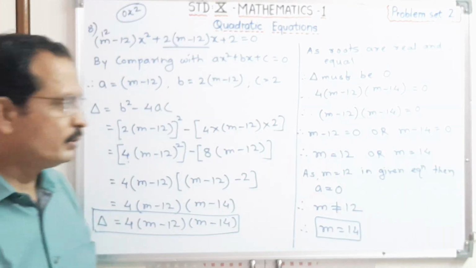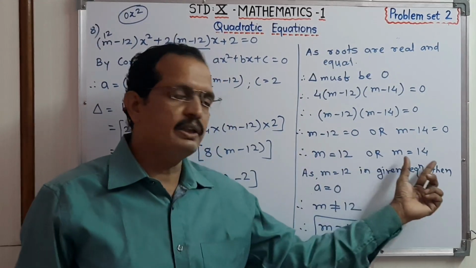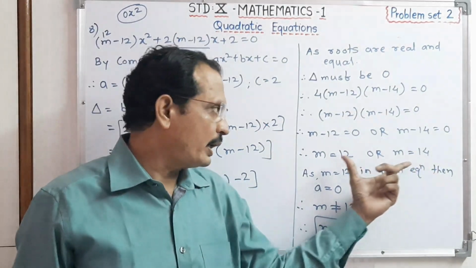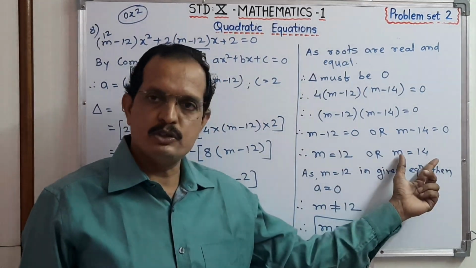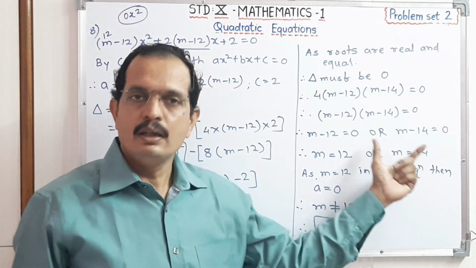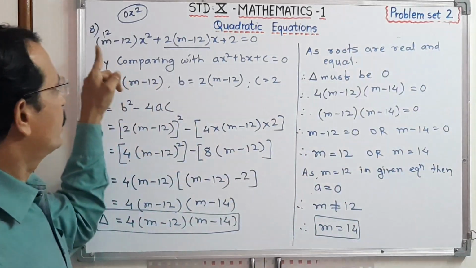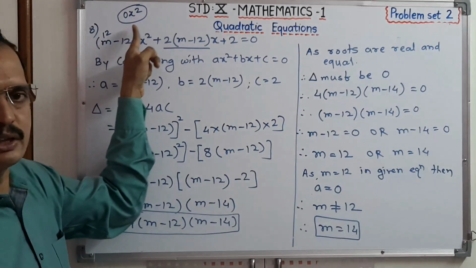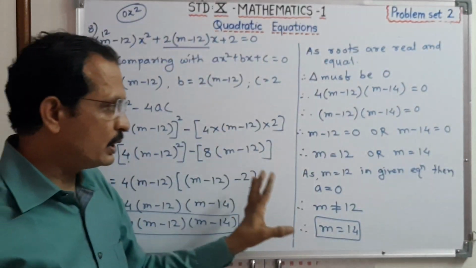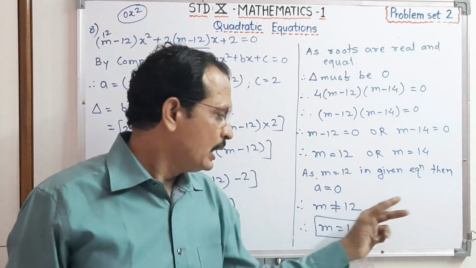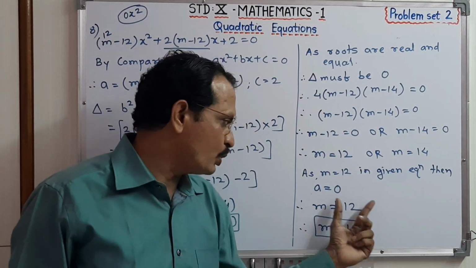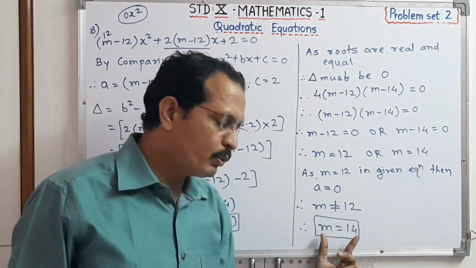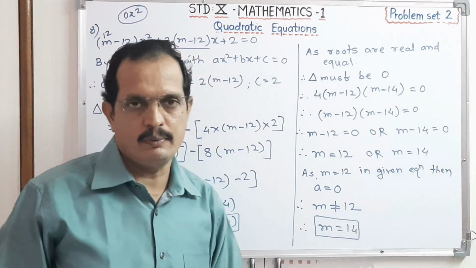Be careful while substituting these values. If you write the value m is equal to 12 and m is equal to 14 as it is, the answer is wrong. We have to consider this, m is equal to 12, then it is 12 minus 12, it is 0, and therefore the equation will not remain a quadratic equation, and therefore the value of m is not equal to 12.